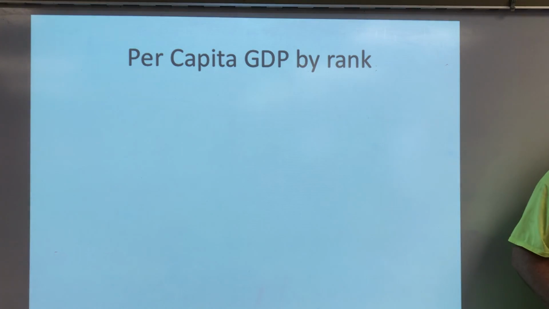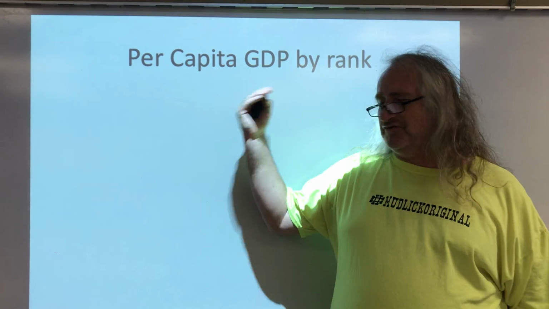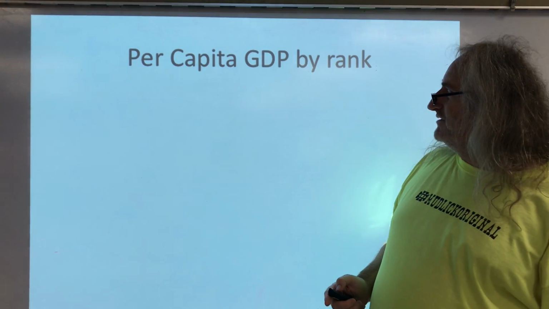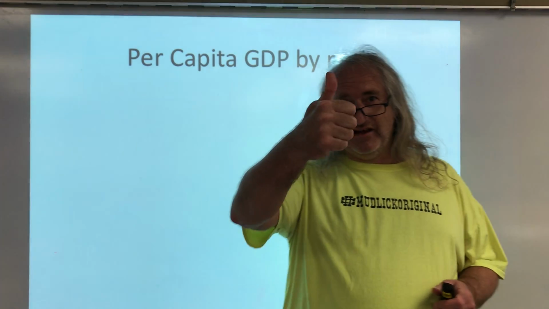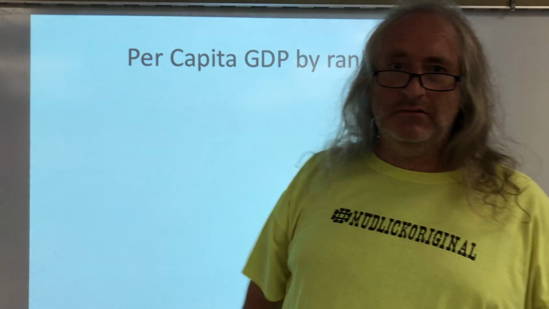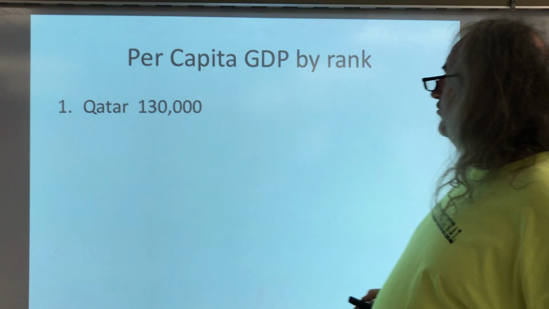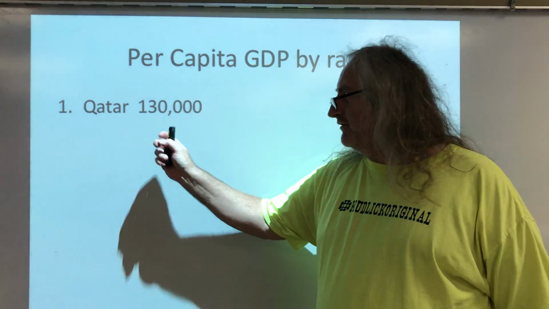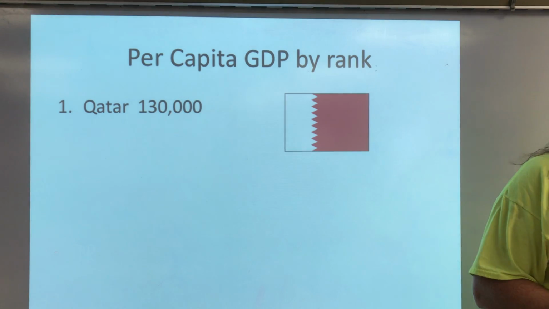So if we rank them, now my numbers are a couple of years old, and there's always a couple of countries that switch ranking. But number one, per capita GDP. This is your final Jeopardy question. What do you think it is? United States? China? United Kingdom? No. The number one per capita GDP is Qatar. Qatar with $130,000 per capita GDP.